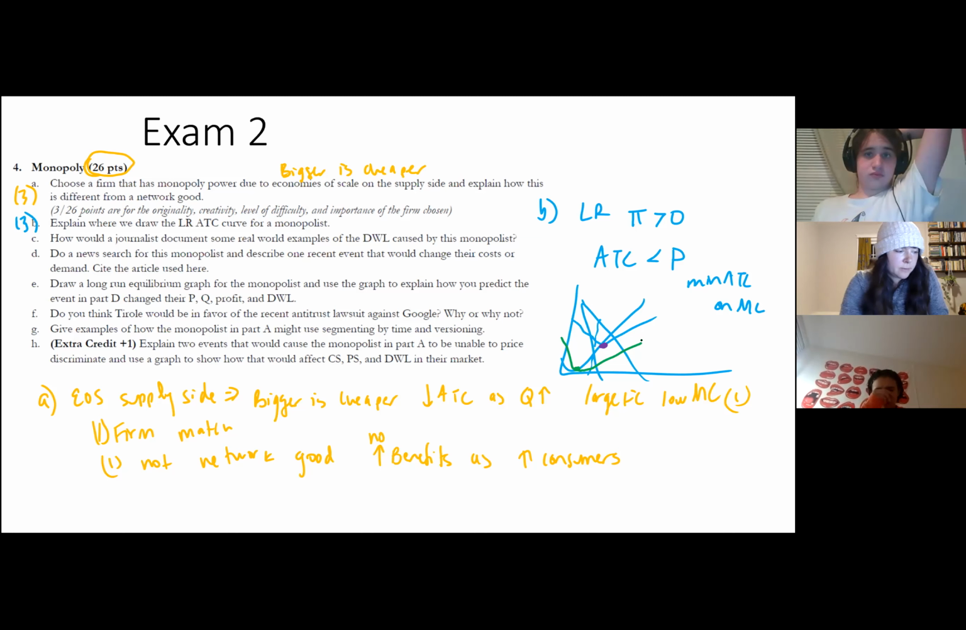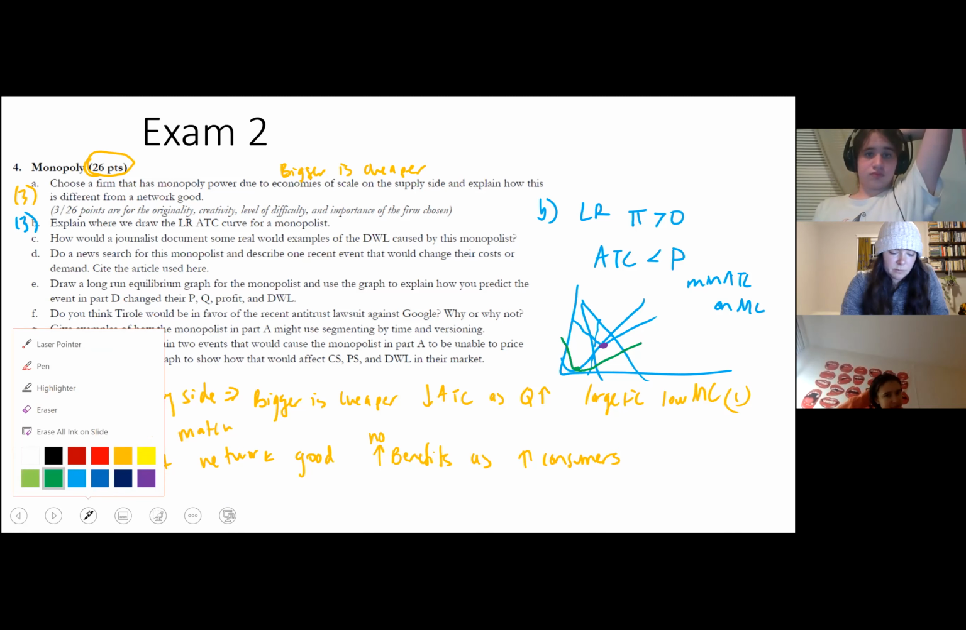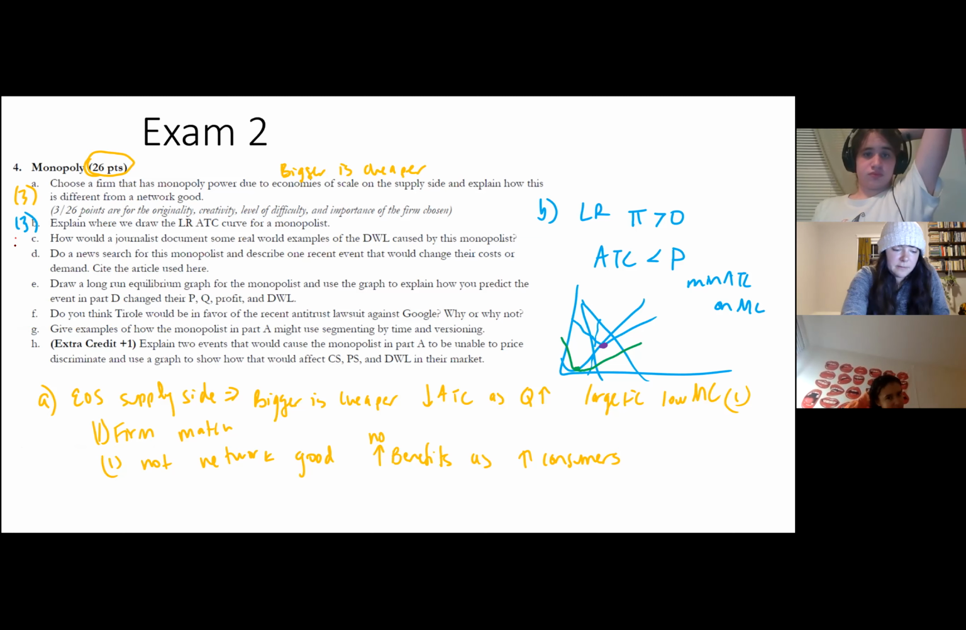C was 4 points. How would a journalist document some real world deadweight loss from a monopolist? So a lot of people talked about utility companies. Deadweight loss could be coming from the pain for consumers or locking out competitors, but you want to have some real world specifics of what that would look like for your industry.